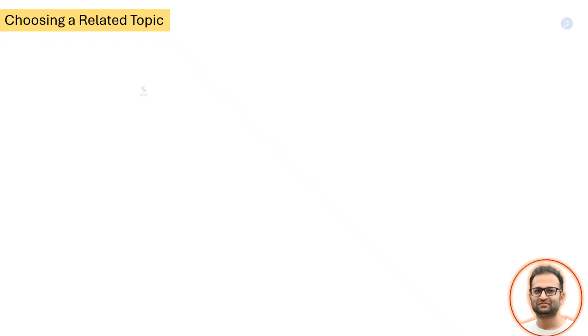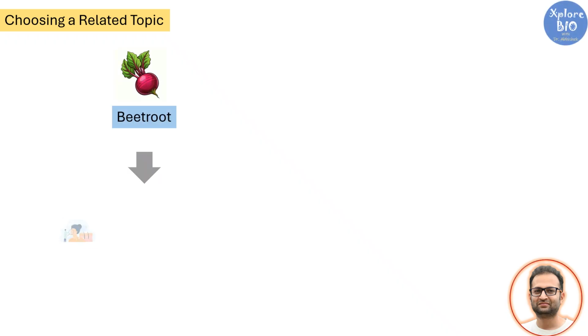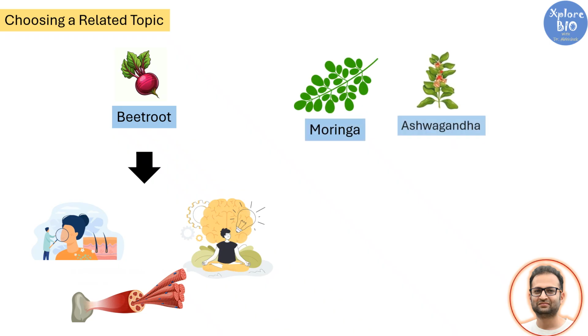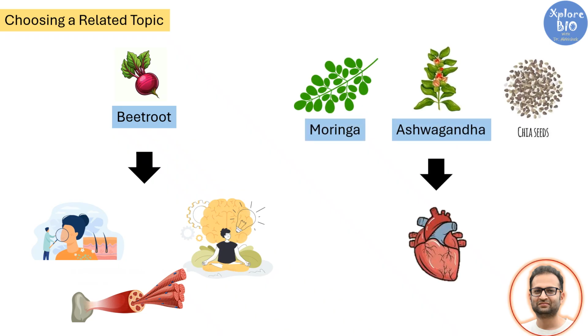You can also choose a related topic. For example, if the effect of beetroot on heart health is well studied, you could look into its effect on skin health, muscle recovery, or mental well being. Alternatively, you could study the effect of other plants like moringa, ashwagandha, or chia seeds on heart health. These may also be unexplored areas, but always perform a thorough literature search before finalizing your topic.